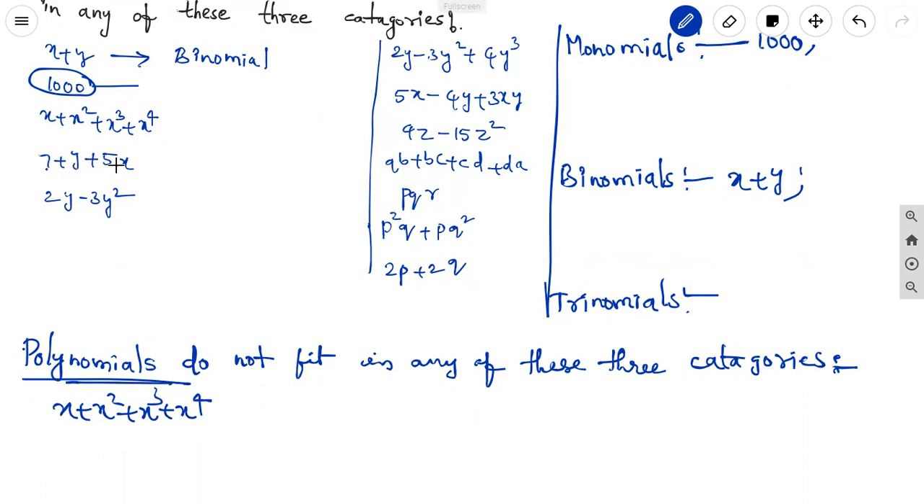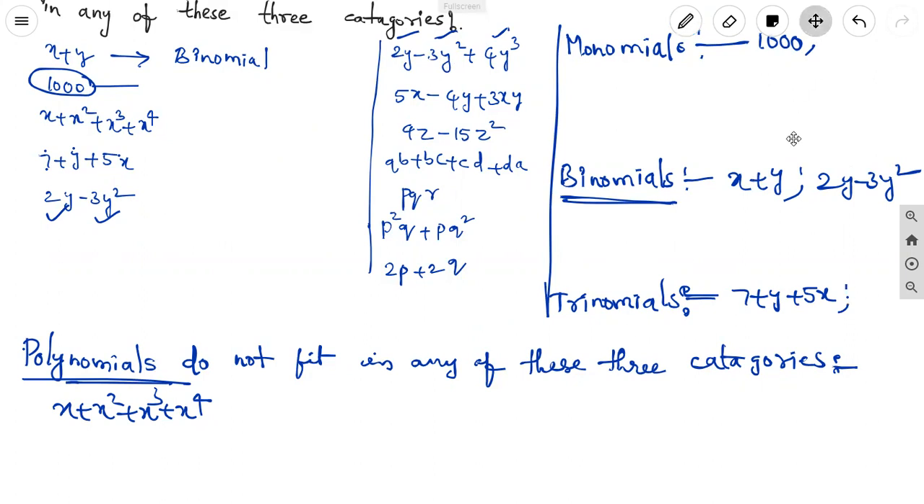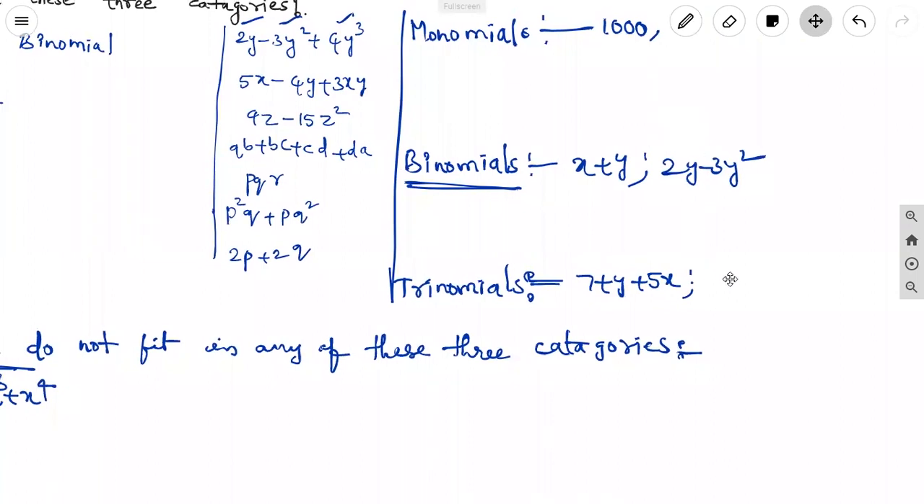Next, 7 plus y plus 5x. 1, 2, 3 terms are there. So this is the trinomial. 2y is one term, minus 3y square is the second term. Two terms means that's a binomial. 2y minus 3y square, binomial. 2y one term, minus 3y square two terms, 4y cube three terms. So it is the trinomial. 2y minus 3y square plus 4y cube.